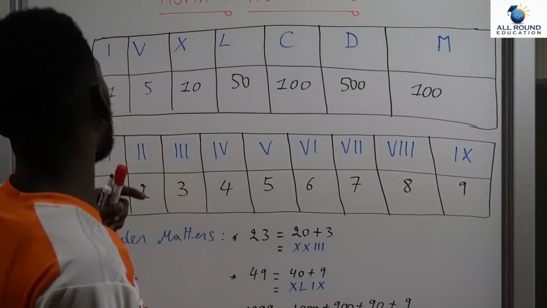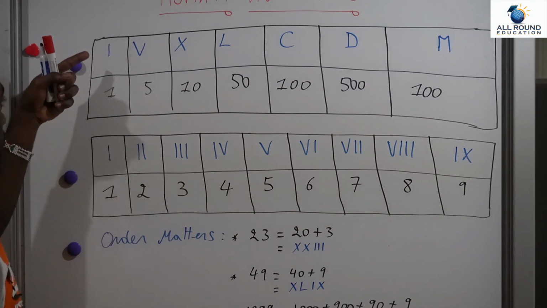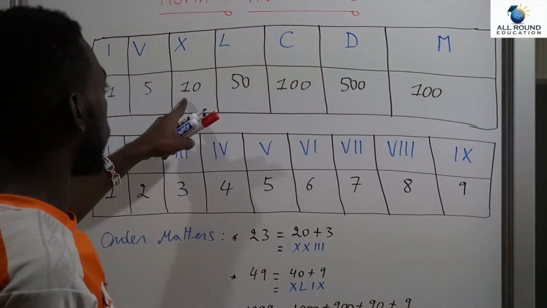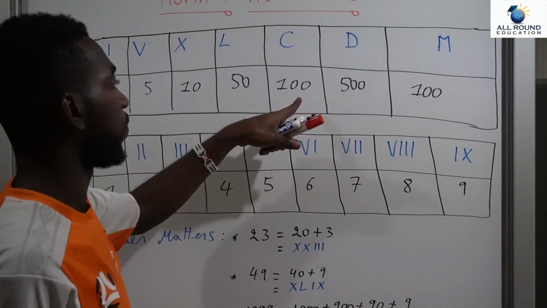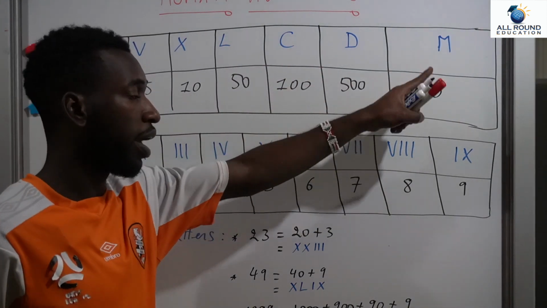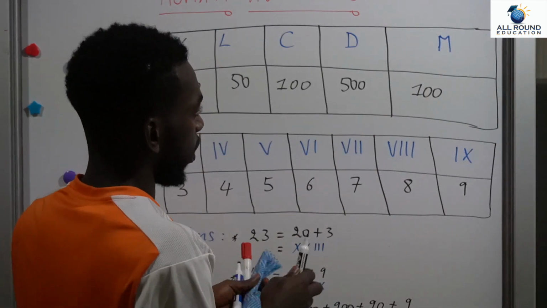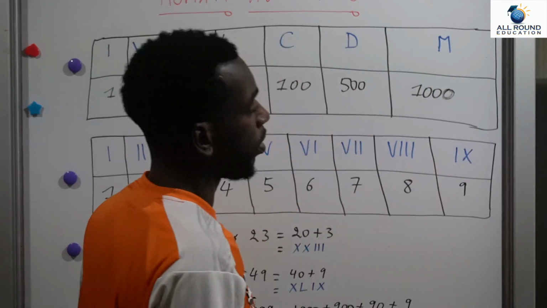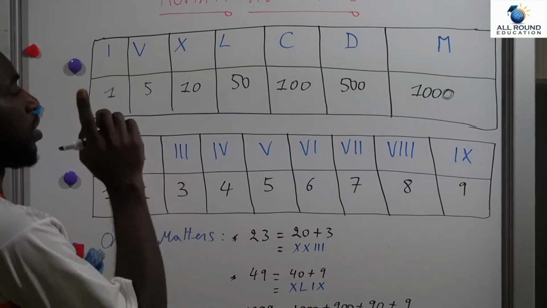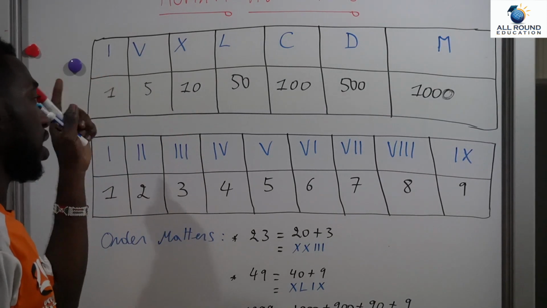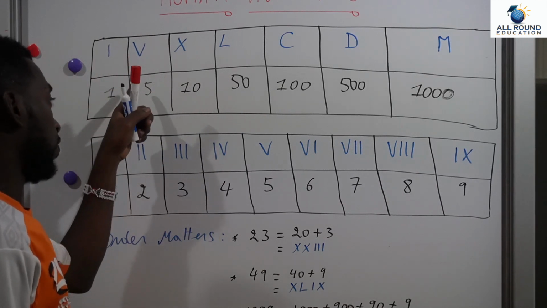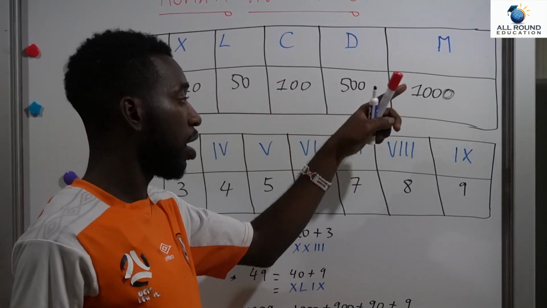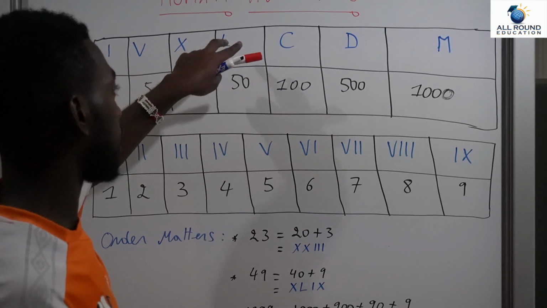Now, the first table shows how they write the numbers. This is how they write 1, and 5 is capital V, capital X for 10, capital L for 50, capital C for 100, capital D for 500, and capital M for 1,000. That's the first foundation: I for 1, V for 5, X for 10, L for 50, C for 100, D for 500, M for 1,000. And remember, those are in capitals.